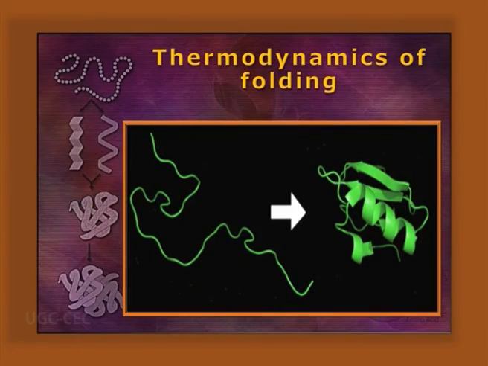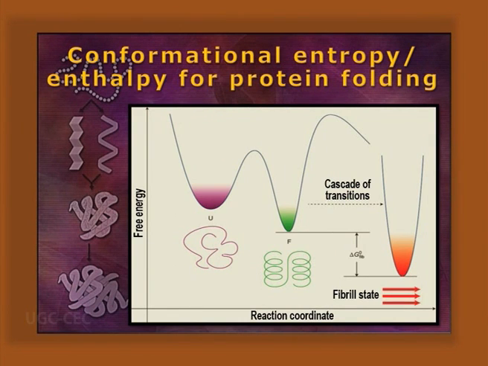Next, thermodynamics of protein folding. It includes conformational entropy, conformational enthalpy, as well as interaction of the hydrophobic residues, hydrogen bonding, van der Waals interaction, disulfide interaction, and ionic or charge interaction. Because in subunit interaction, the salt bridge or ionic type of dipole-dipole interaction is very important.